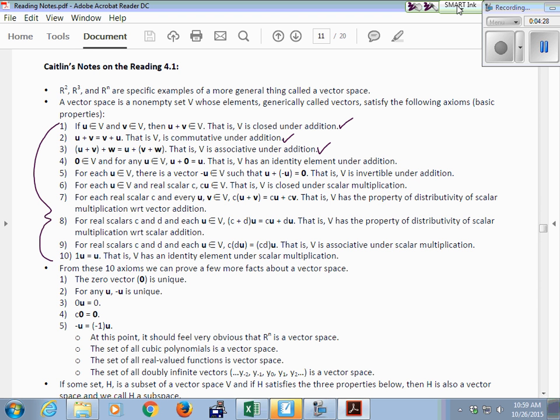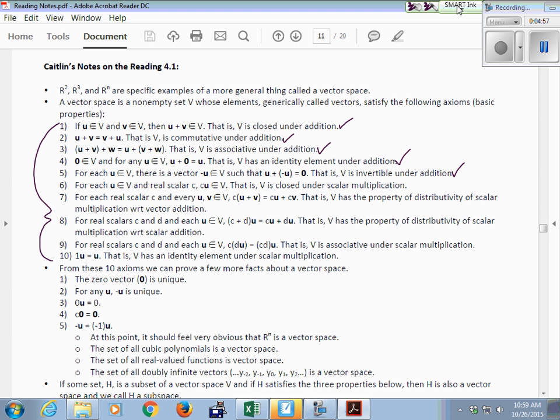The 0 vector must be in the space, which we call the identity element under addition. There has to be something that you can add and not change anything. For each u in the space, there has to be an opposite of u, so that you can add them together and get 0, the identity. So that is, V is invertible under addition.